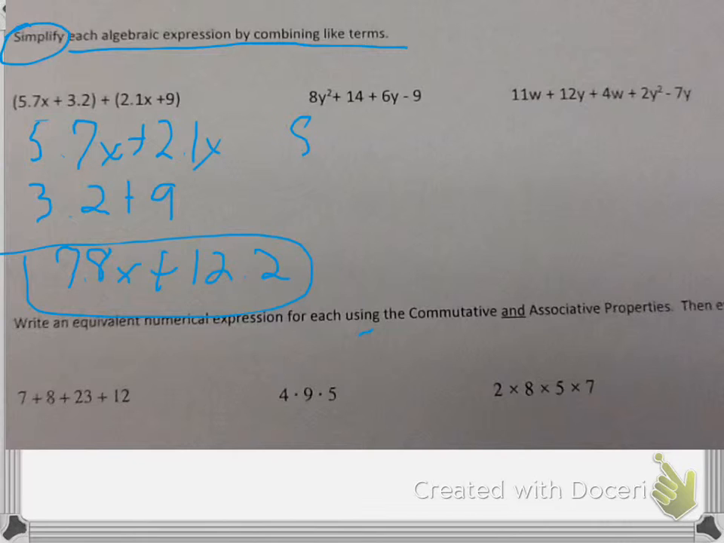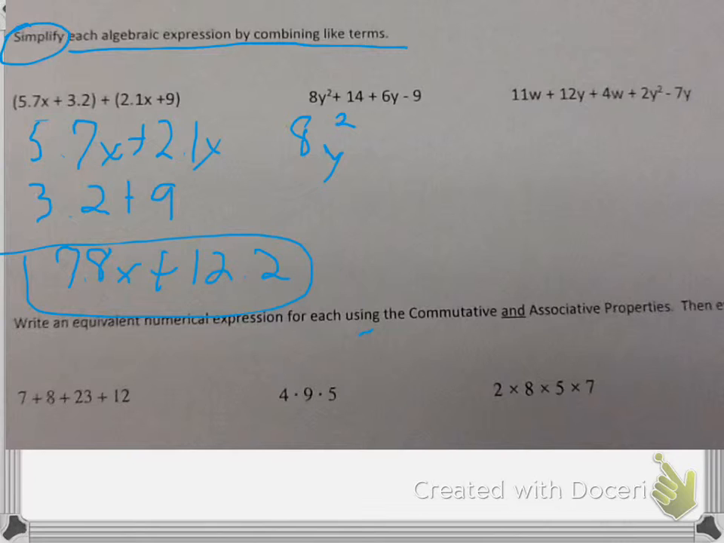All right, the next one, we have 8y squared plus 14 plus 6y minus 9. So starting with 8y squared, look and see if there's anything that we can combine. 6y also has a y, but it's not raised to the same power. It's not y squared, and the reason why they're different, the dimensions are different. A y is one-dimensional, y squared is two-dimensional. Another way to look at it is if you put a value in for each one. So y would be equal to 3, y squared would equal 9, two different things. So you can't combine those two.